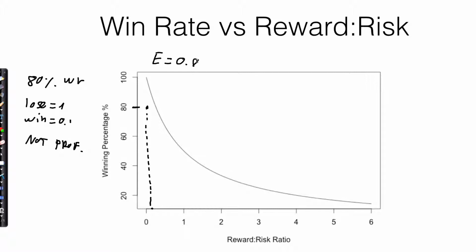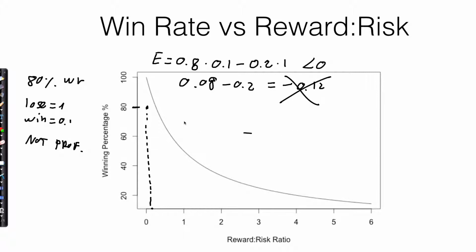Well, it is 80%, so 0.8 times 0.1, minus 0.2, that is the 20% times 1. And this number is negative. Okay? It's like 0.08 minus 0.2. So it should be minus 0.12. So it's not profitable.